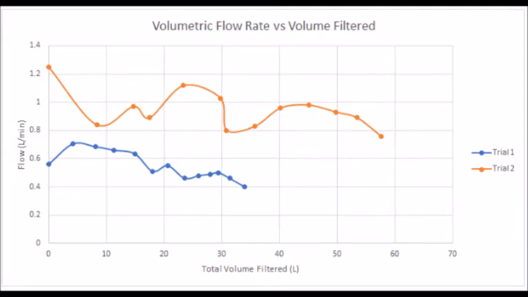The pattern in the volumetric flow rate versus volume filtered was exactly as the team expected. The downward trend is due to the particulate buildup in the activated carbon filter.